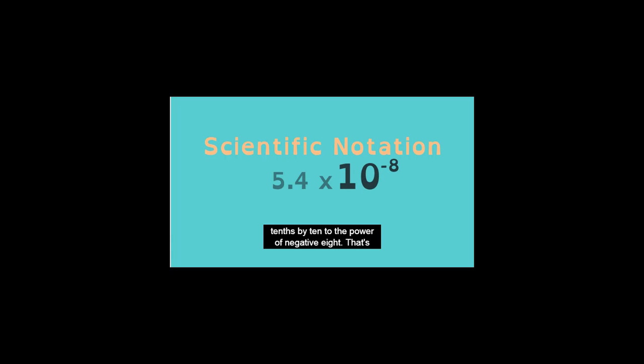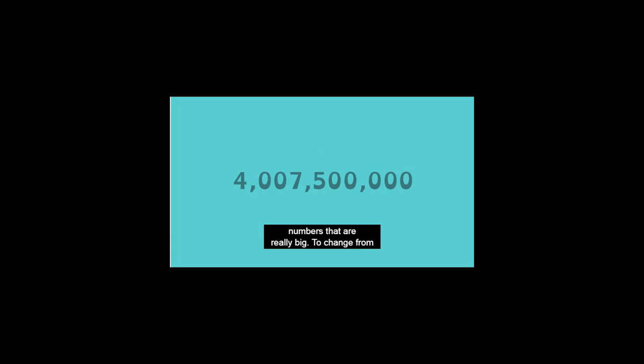This is the same as saying 5 4/10 divided by 10, divided by 10, divided by 10, divided by 10, divided by 10, divided by 10, divided by 10, divided by 10. A more concise way to show you're dividing 5 4/10 by 10 8 times is to say you're multiplying 5 4/10 by 10 to the power of -8. That's using scientific notation. The method is similar for numbers that are really big.